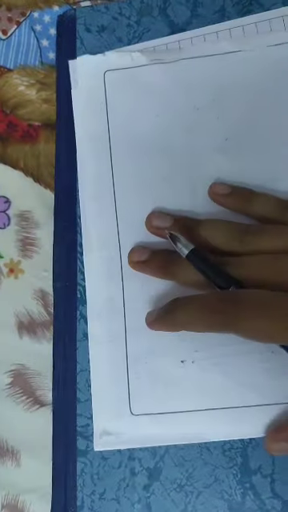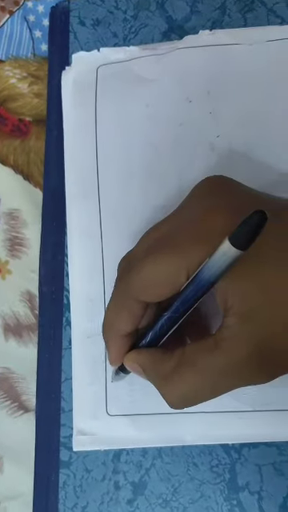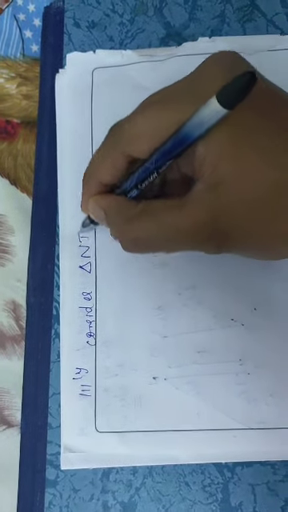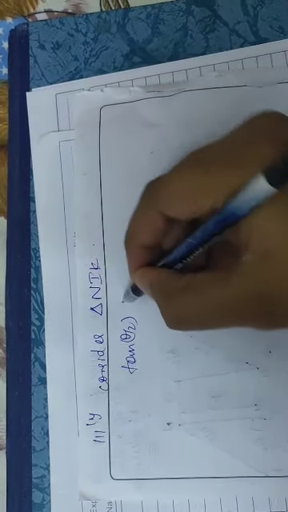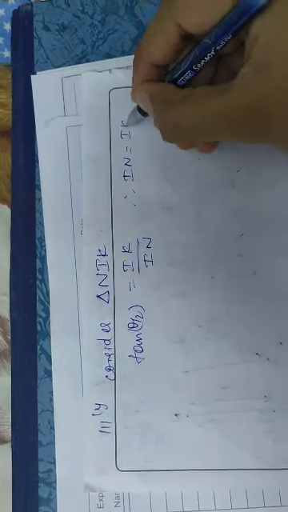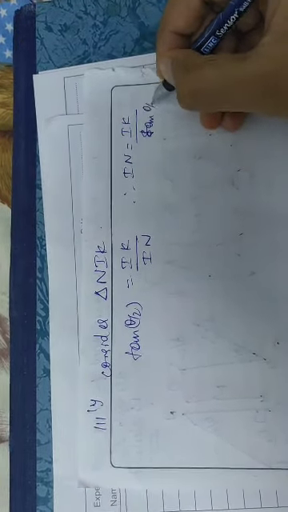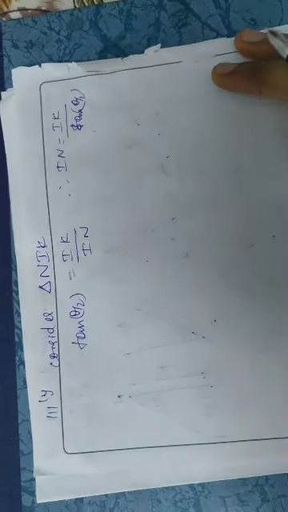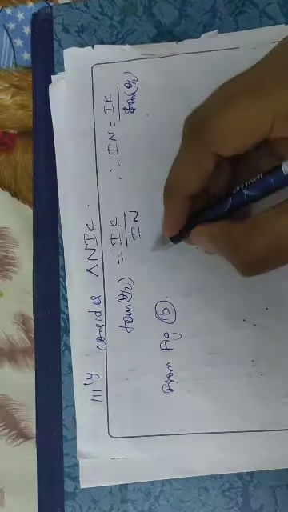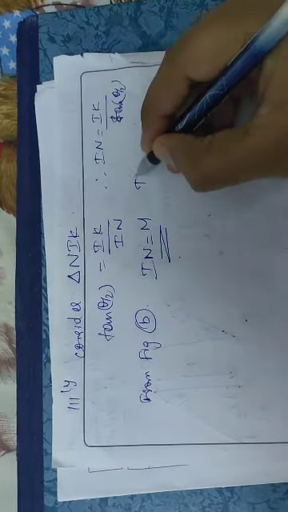Similarly, consider triangle NIK. In this triangle NIK, tan theta by 2 is equal to IK by IN. Therefore IN is equal to IK divided by tan theta by 2. From figure B, IN is equal to M, and IK is equal to P by 2. I will show it here once again.